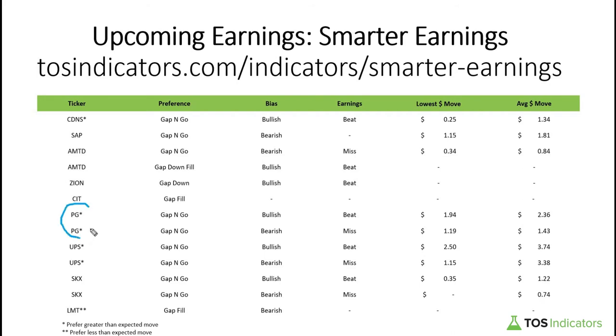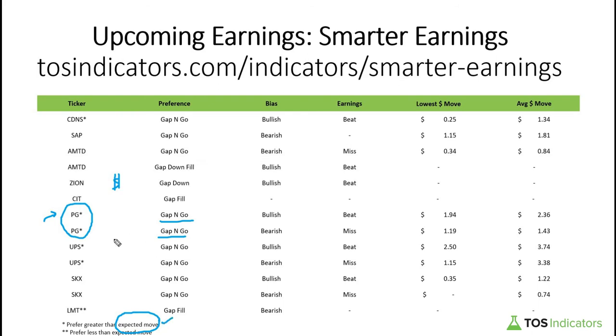So we have Procter & Gamble, and we also have asterisks here. And so this is just something that I've started to observe, which is if you have the asterisks, then for these particular moves, I prefer if we have a greater than expected move. And when I say greater than expected move, this is using our calculations. So I'll show you on the charts in just a second, but with Procter & Gamble, we'll see what the actual number is that I'd like to see us gap up above for this condition to be considered true.